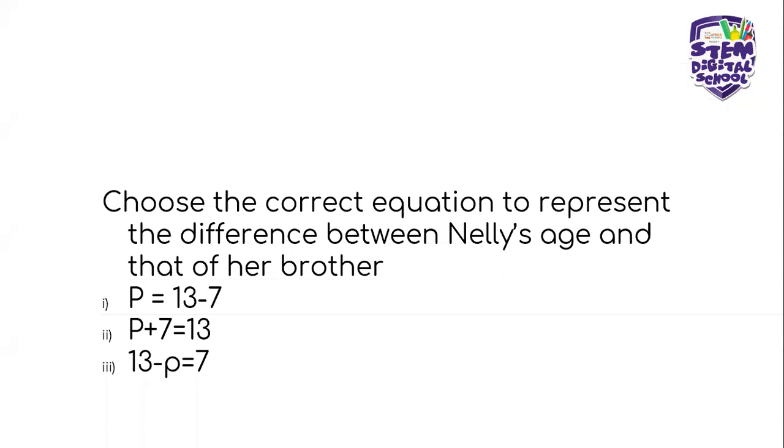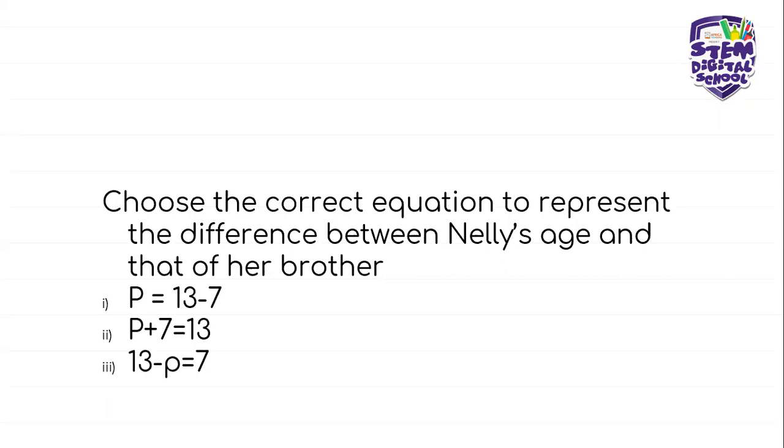And then if you look at the second equation, P plus 7, which is 13, again you can see that we are demonstrating here that the value of P can only be 6, because if you add 6 and 7, you get 13. So P plus 7 equals 13. That too is the correct equation to represent the relationship between the ages of Nelly and her brother. The last one says 13 minus P is equal to 7.